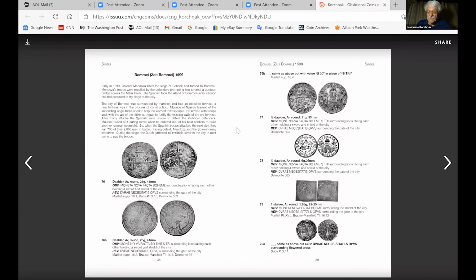All right, next question. How common are these coins? Are they found outside the Dutch area? Did the invaders take them back to Spain, or are they found in Spain today? I would say they're found everywhere. Yeah.